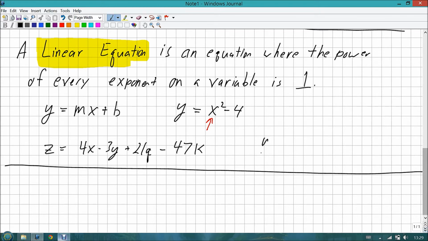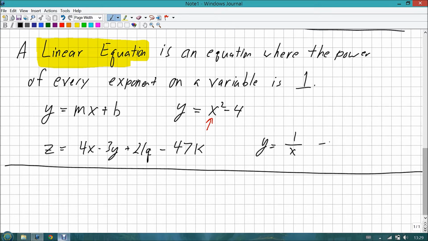But what about something like y is equal to 1 over x? You'd be tempted to say, well, Mr. O'Neill, look, this one has a power of 1. And I would say, nope, that's really the power of -1. So it doesn't work. Sorry, guys.